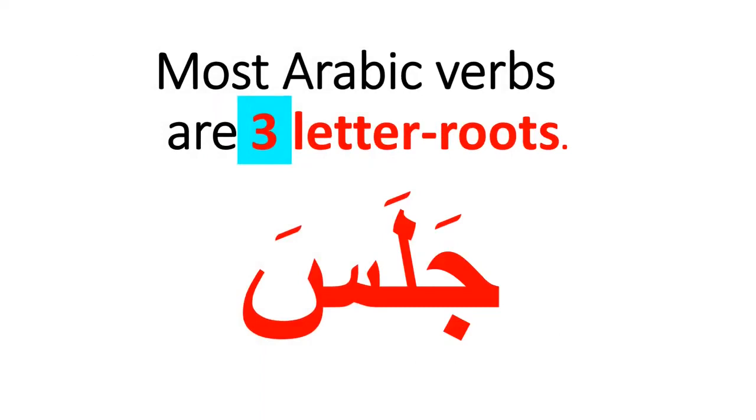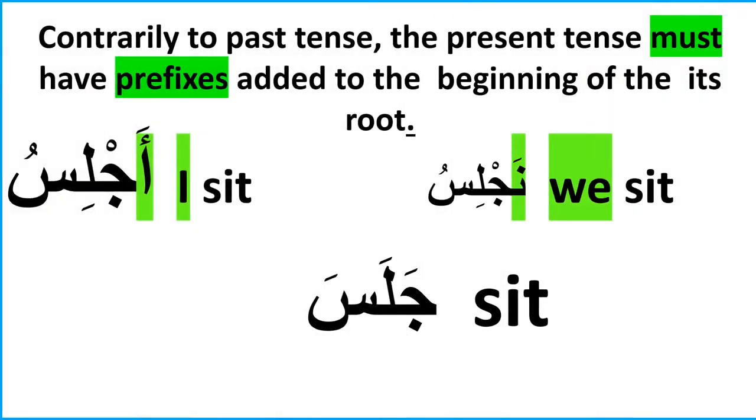Most Arabic verbs are 3-letter roots. In this lesson, we are going to use the verb جلس. Contrarily to the past tense, the present tense must have prefixes added to the beginning of the root. For example, the verb جلس. In present tense, we add the prefix a for the first person singular, or na for the first person plural. جلس, أجلس, نجلس.